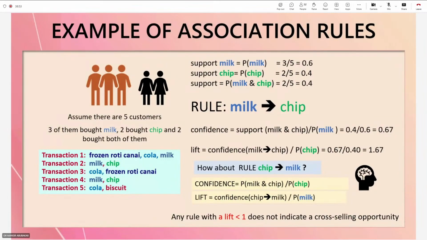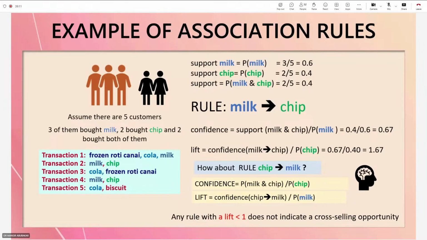So let's use this example and see how we can calculate the support, confidence, and lift of the transactions. As we said, we are going to consider milk and cheese, as from the instruction here.